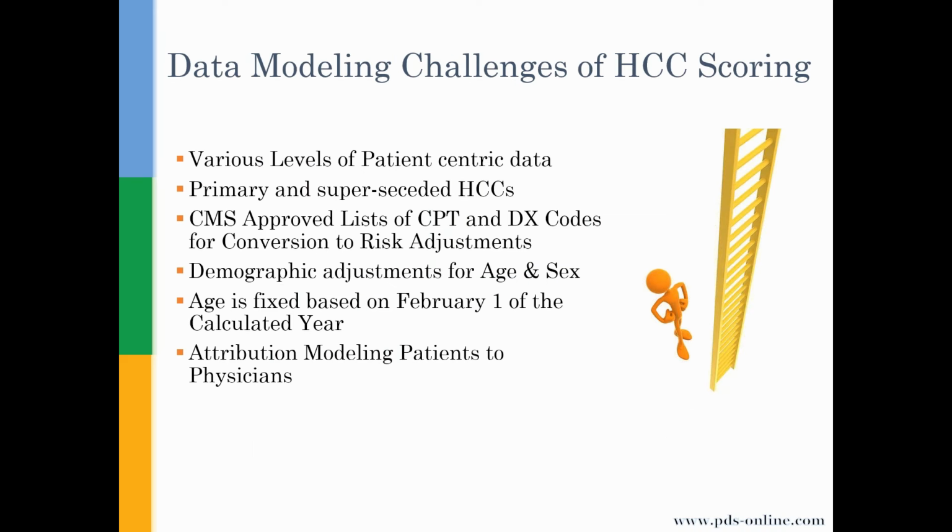Just to review, there's a few other challenges that I want to mention. If you haven't tried staging or modeling this data, in addition to the different levels of data that we have to stage to, there are primary and superseded HCCs. One example is there are two different levels of diabetes, but if the patient through their visits might have qualified for both, we have to supersede one with the other. Additionally, certain CPT codes qualify for HCC scores and others have to be removed. There are adjustments for age and sex, and leave it to CMS to say we're going to calculate the patient's age not when they were seen, not in a calendar year, but what their age was based on February 1st.